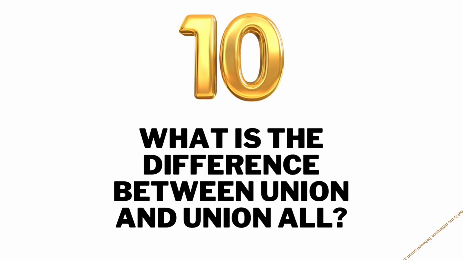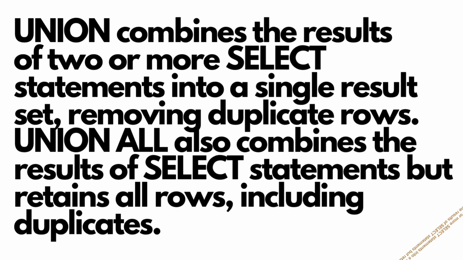10. What is the difference between UNION and UNION ALL? UNION combines the results of two or more SELECT statements into a single result set, removing duplicate rows. UNION ALL also combines the results of SELECT statements but retains all rows, including duplicates.